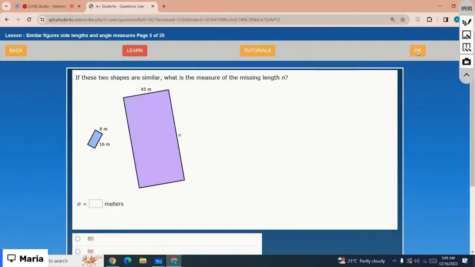If these two shapes are similar, what is the measure of the missing length, and which is the correct option?